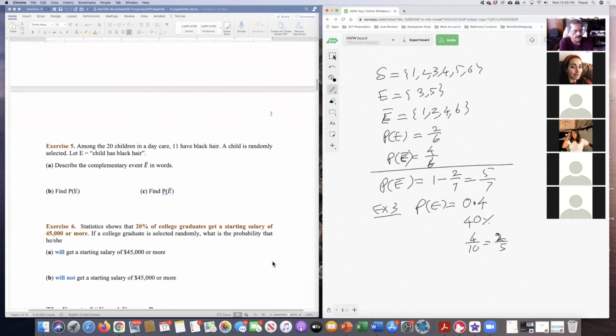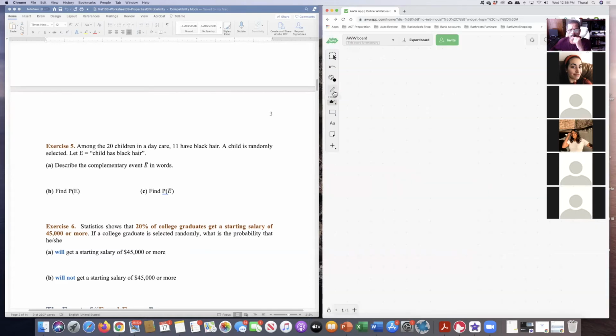Among the 20 children in a daycare, 11 have black hair. So now this one gives you numbers, so we can go to the Venn diagram and put the numbers. Now you have learned how to work with numbers on the Venn diagram when we did set theory. Let me clear the board. Okay, so the first question doesn't require a Venn diagram. The other questions may require that. So let's answer the first question.